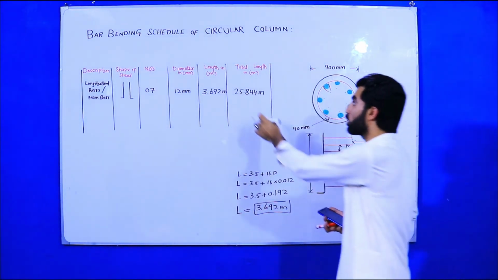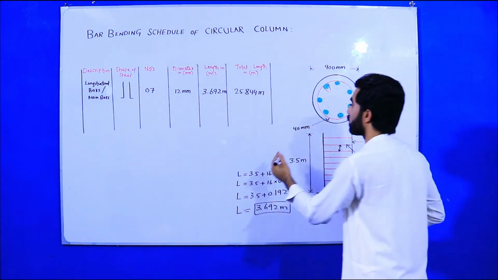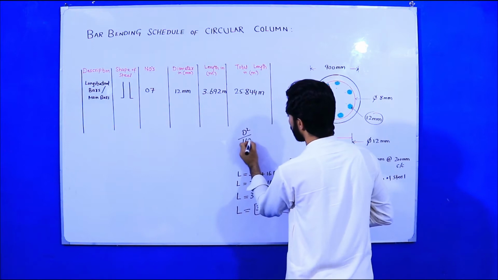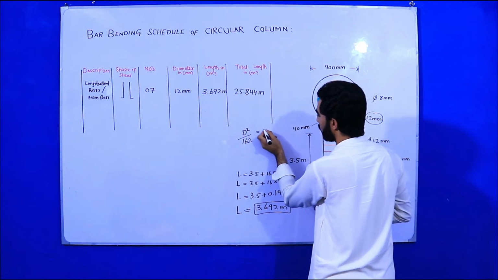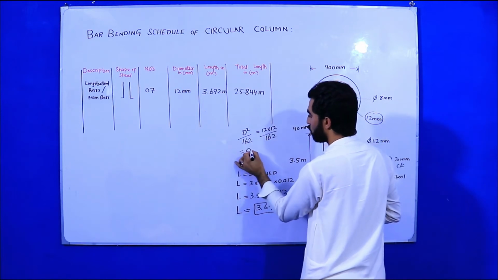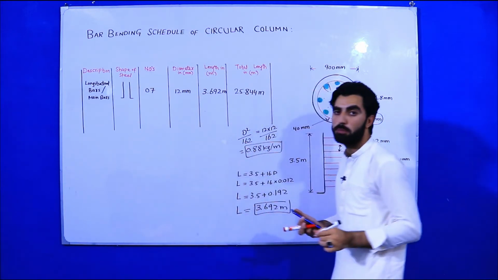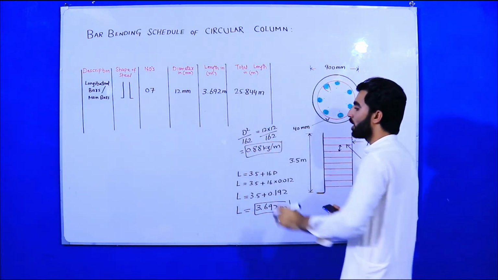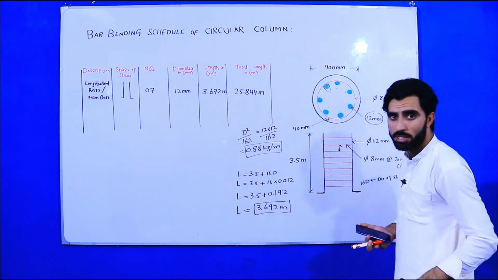Okay, now it's simple to find the total weight of steel for longitudinal bars. As I told you in the previous video, the formula to find the quantity of steel bar is D square divided by 162, where D is 12 millimeter. So 12 multiply 12 divided by 162 becomes 0.88 kg per meter. This is the unit weight of steel per meter. Now you multiply 25.844 with 0.88, and you will get the total weight of steel for the longitudinal bars.